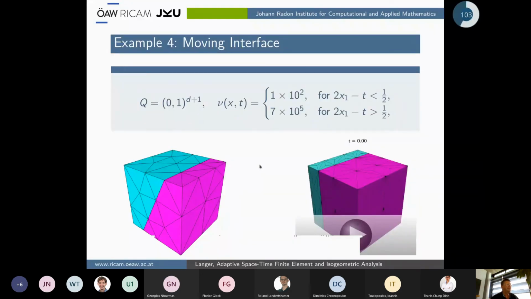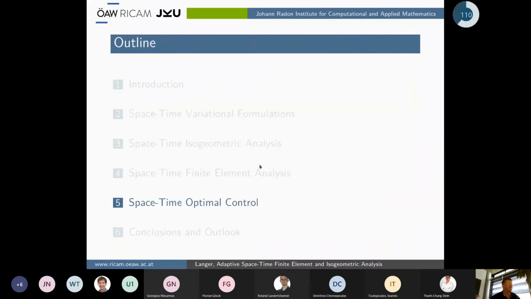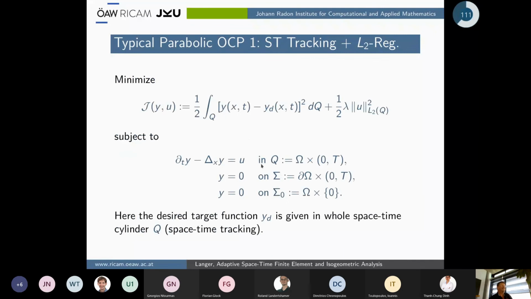So this is another example. I go through this. So now I come to my last part. This is optimal control problems. So optimal control problems can always be formulated as follows. Similar to a shape optimization problem, you have a cost functional objective. y is the state. So the state solves the heat conduction problem, and the control is the heat source, u.